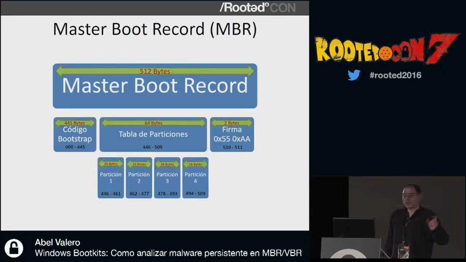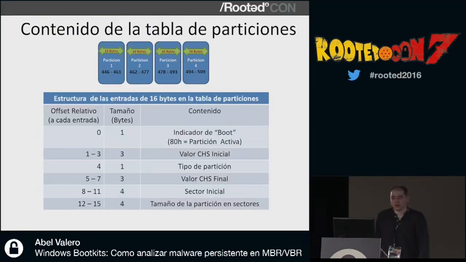The master boot record contains an initial part, which is code, then the partition tables, and finally the signature 0x55 0xAA. This takes up to 512 bytes, and the remaining information is in their respective partitions.